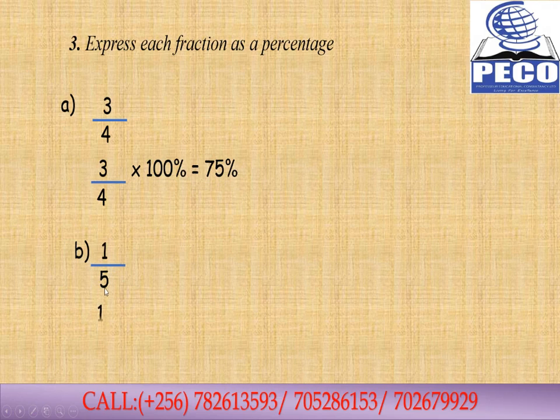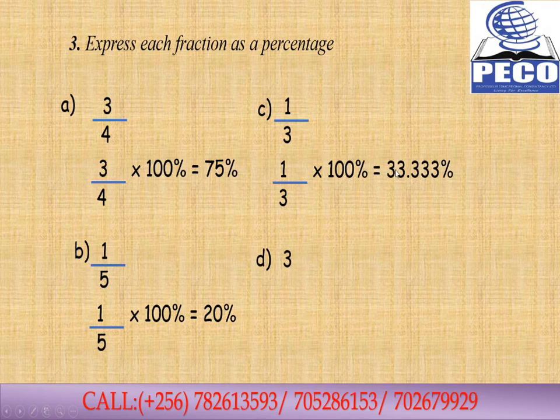The same concept, 1 out of 5 as a percent, times 100. So this is 100 divided by 5, which gives us 20%. 1 out of 3 times 100 will give us 33.33% recurring. 3 out of 5 times 100 will give us 60%. Now how about 2 out of 3? Use the same principle. 2 out of 3 times 100. This is 200 divided by 3, which gives us 66.7%.